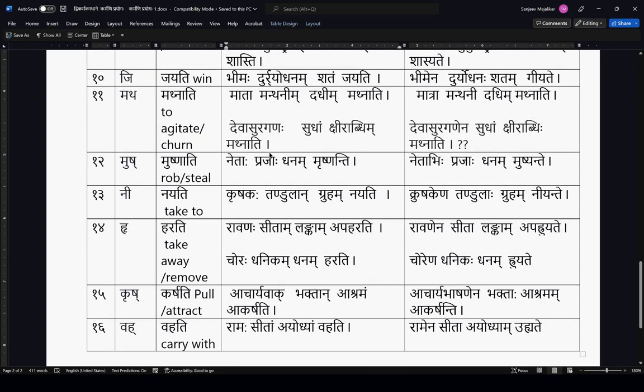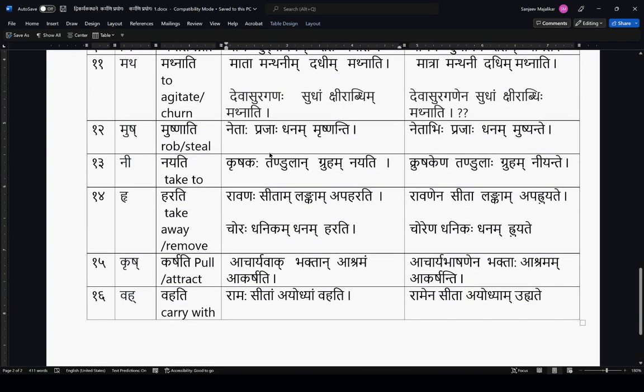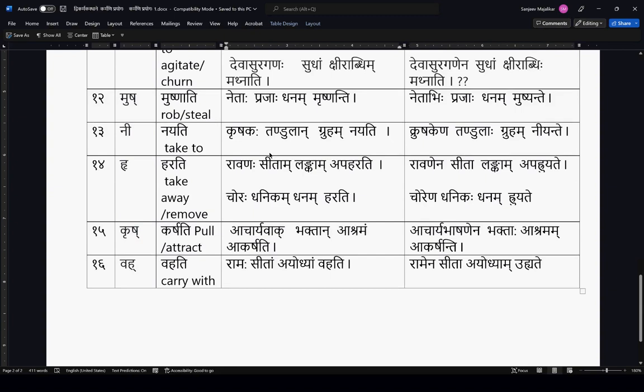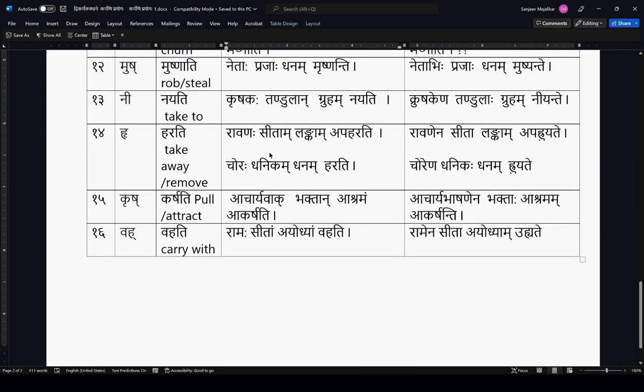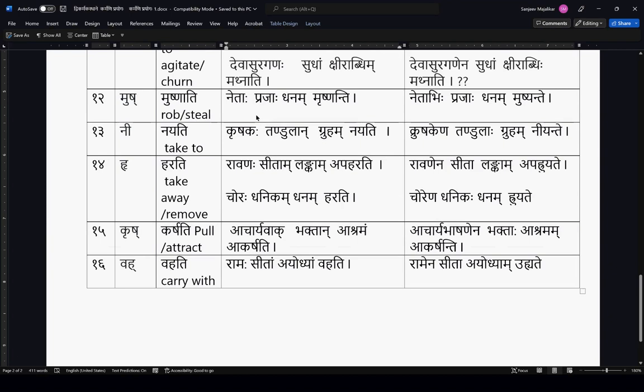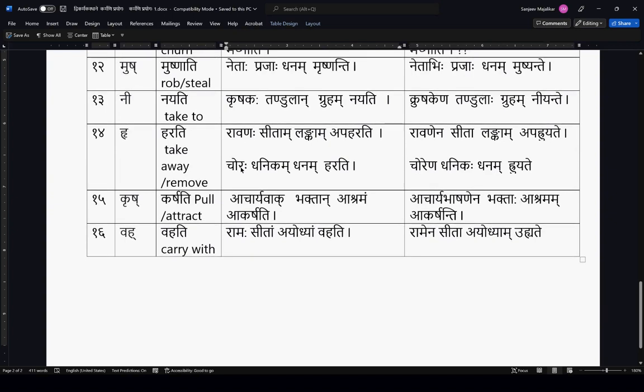भीमः दुर्योधनं शतं जयति. जीयते. दियासुरगणः क्षीराब्धिं मत्नाति. नेता प्रजाधनं मुष्यन्ते. नेतारः, it's like pitra shabda. Netara is slightly different, but netarah, not netarah, like karta shabda, kartarah. Kartrubhihi prajahadhanam mushante. Samichinam, satyam.